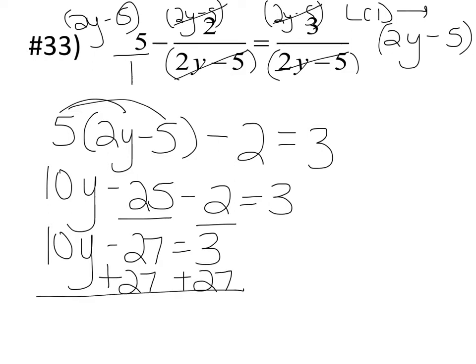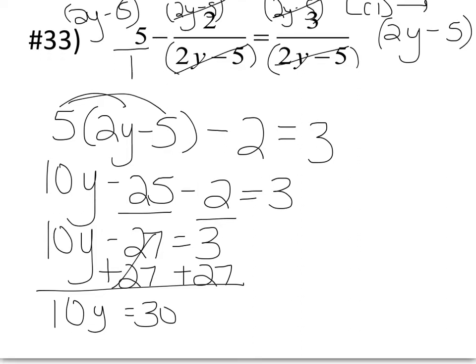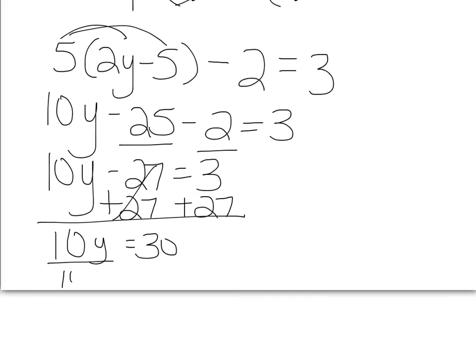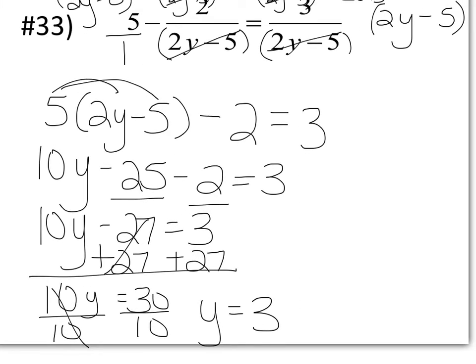Add 27 to both sides. You get 10y is equal to 30. Divide both sides by 10, and you get y is equal to 3. Now looking back up here, if I put a 3 in here, 2 times 3 is 6, minus 5 is 1, so I'm okay. That is a solution, and I checked it.